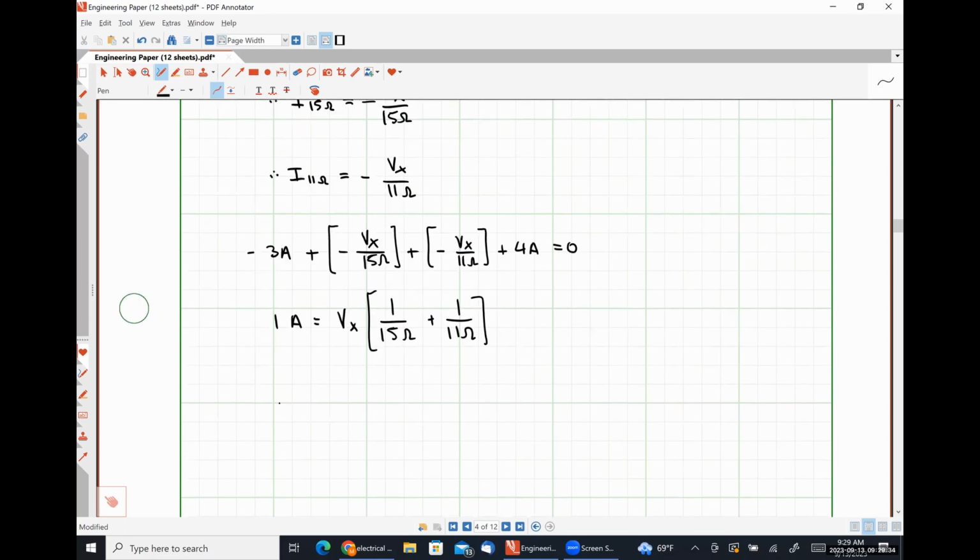which means Vx equals 1 amp times 15 ohms times 11 ohms over 15 plus 11 ohms. And I did that by doing algebra that I've done a million times really quickly. If you want me to step by step you through why it looks like this on the right-hand side, I'm happy to do it.